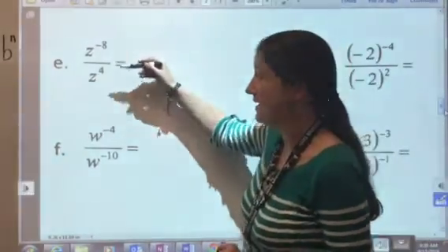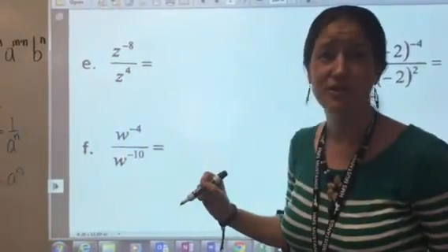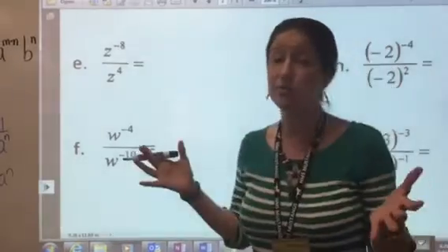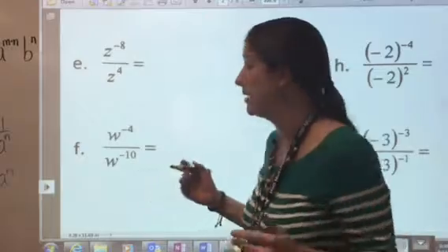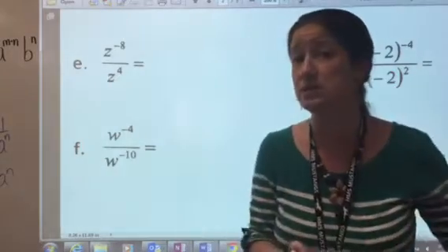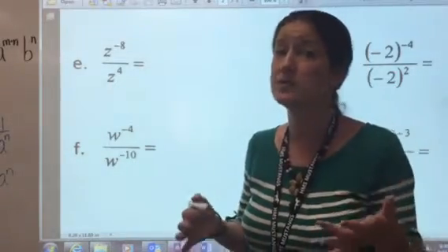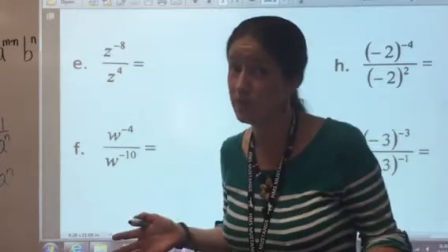Okay, so we're going to do E and F on page 21. You have options. I'm going to show you two different ways. You can choose which way you like better. The first one is going along with what we said last time. Negative exponents become positive when you move them to the other side of the fraction line.